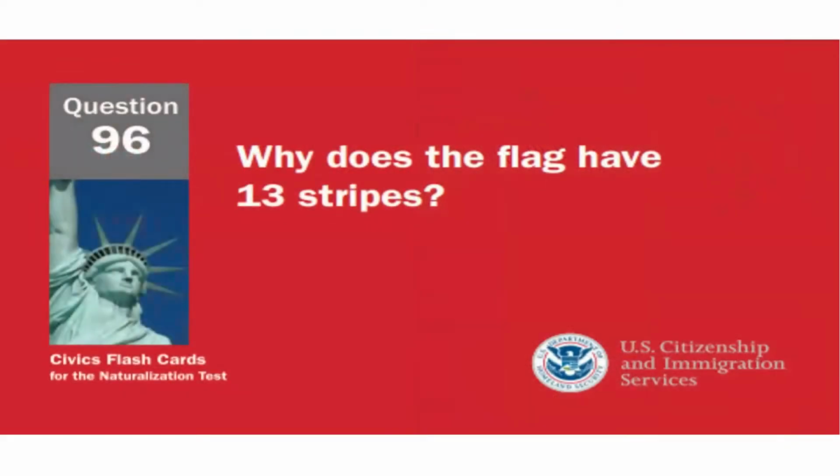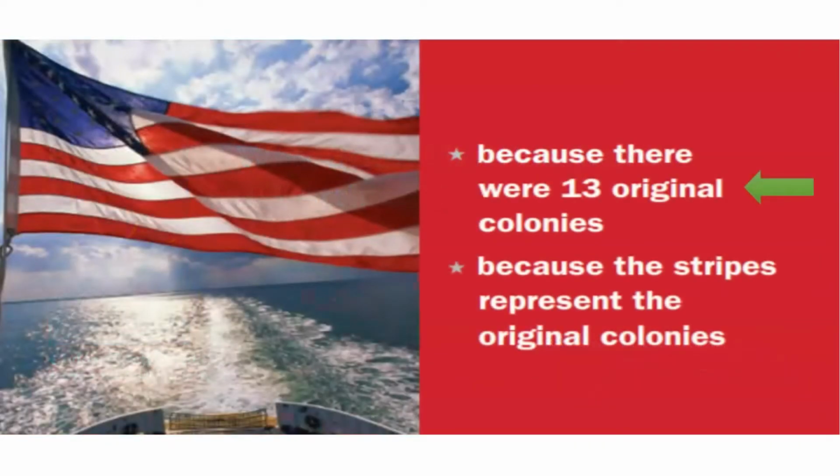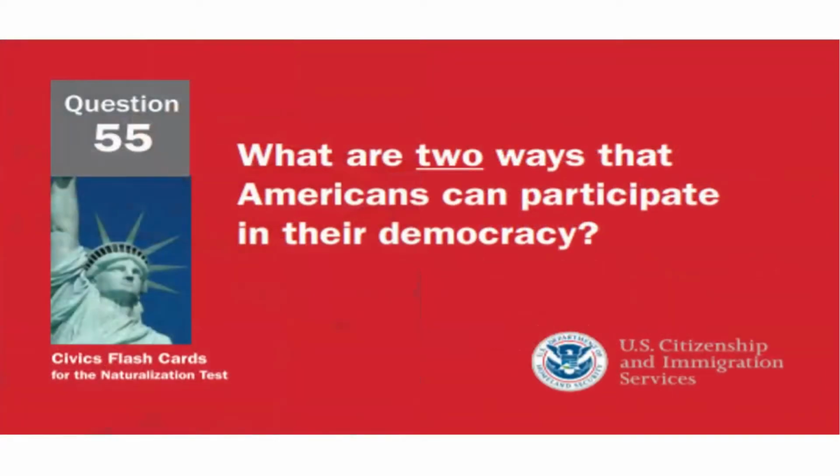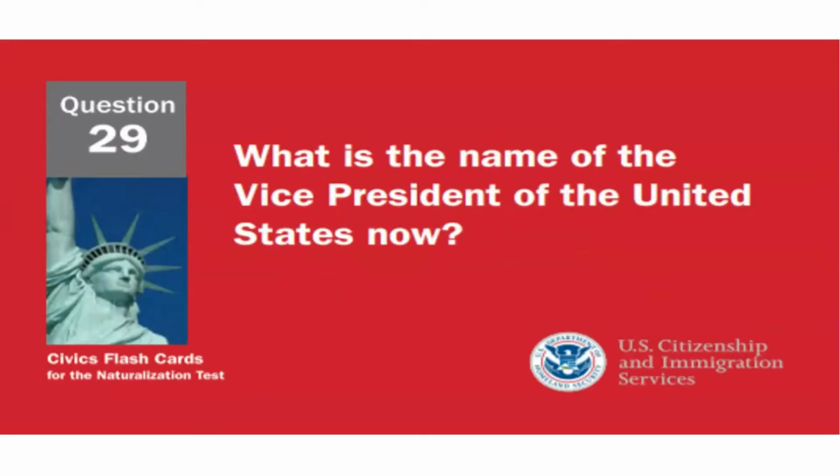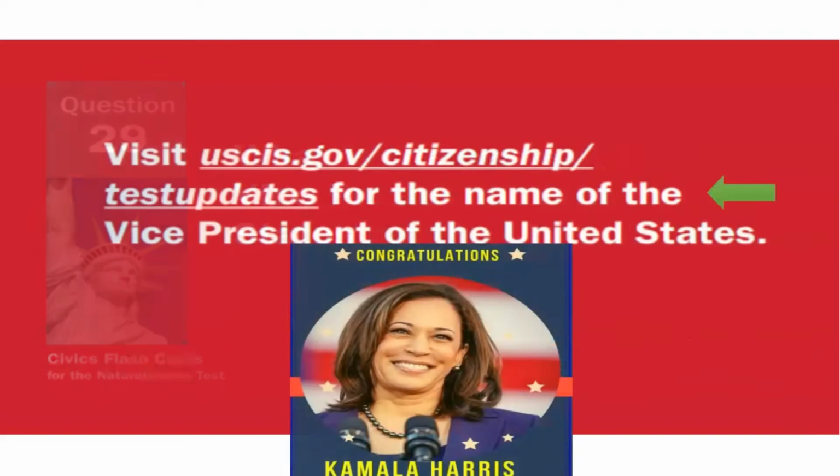Why does the flag have 13 stripes? Because there were 13 original colonies. What are two ways that Americans can participate in their democracy? Voting and joining a political party. What is the name of the Vice President of the United States now? The Vice President of the United States now is Kamala Harris.